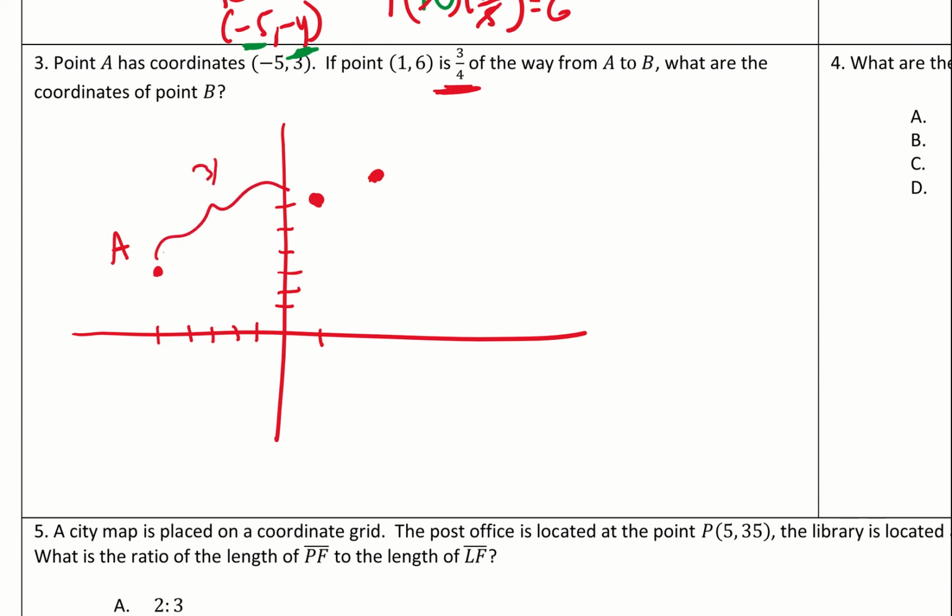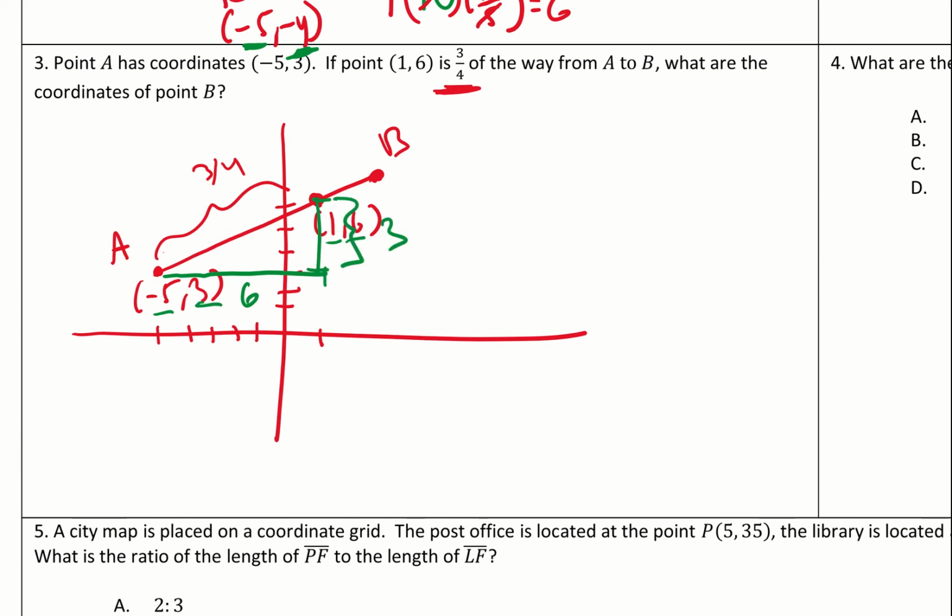So this is 3/4 of the distance. We've got to figure out what B is, but we do know that this is A, at -5, 3. So if this is 3/4 of the distance, let's find the distance horizontally, in the x and the y. From 1 to -5, that's a distance of 6. And in the y, it's from 3 to 6, which is 3. So the distance here is 3, distance here is 6.